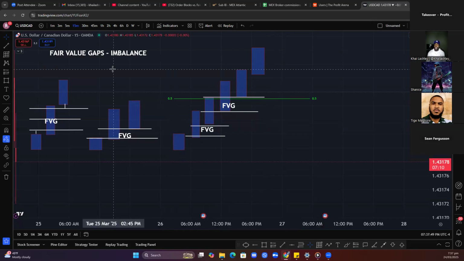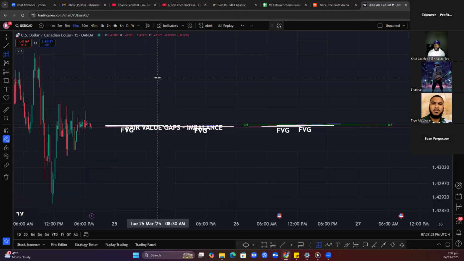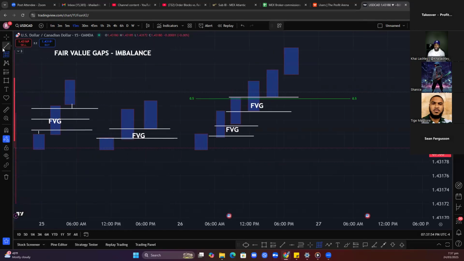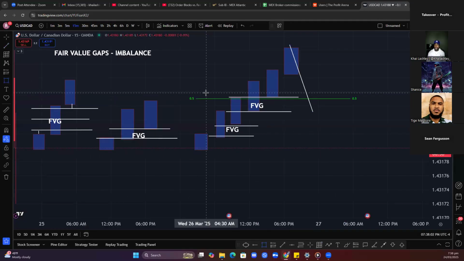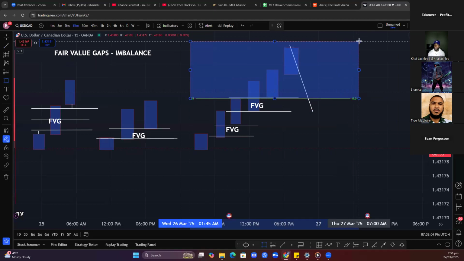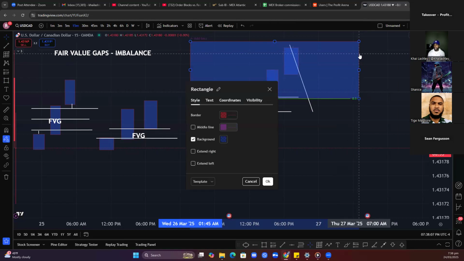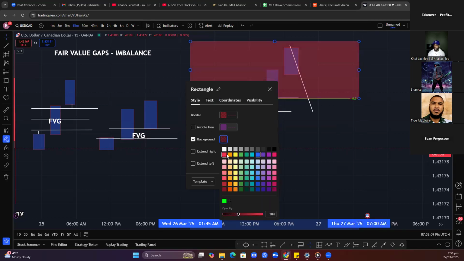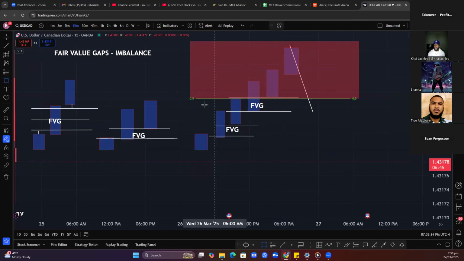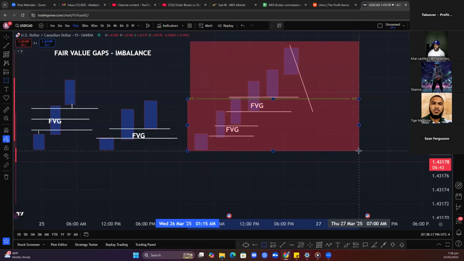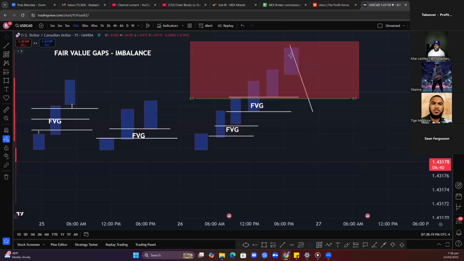I'll be waiting for price to return within this discount zone. So remember, above here, this is premium prices. We don't want to be buying in premium price. We want to be buying in discount. Down here is our discount. So you'll be waiting for price to return to these areas before you even think about buying.